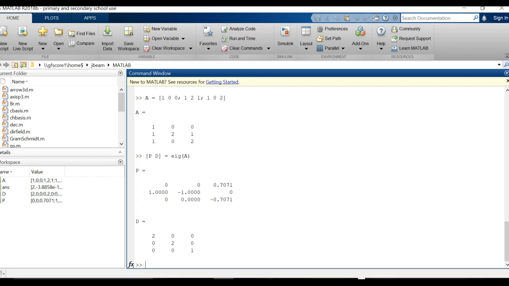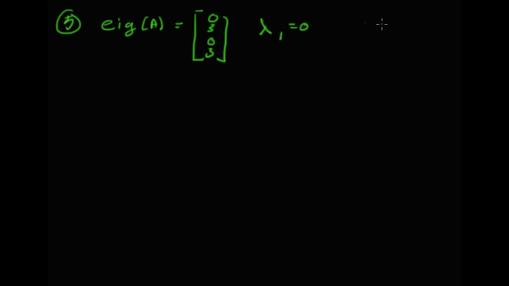All right, so let's look at 5. 5 is a little bit of a different question. In number 5, they give us this matrix A, right? And if you take Eig A with MATLAB, it's going to give you 0, 3, 0, 3. So this thing has 2 eigenvalues. Lambda 1 is 0, and lambda 2 is 3. Now, what this problem needs us to do is to investigate both of those eigenvalues. So let's investigate lambda equals 0 first.